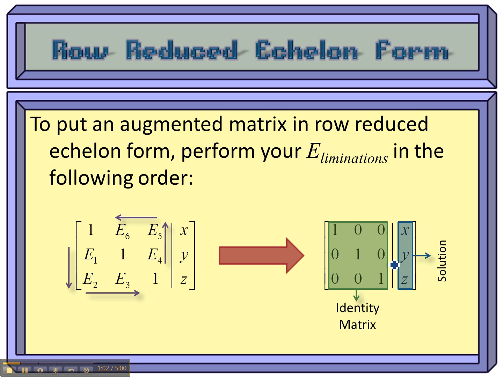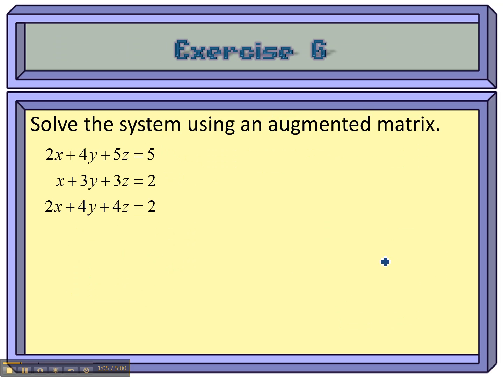So start to finish, let's try one by ourselves. Solve this system of equations using an augmented matrix. So we want to first put it into a matrix. A 2, a 4, a 5, put my augmented line, 5, 1, 3, 3, 2, and 2, 4, 4, 2.